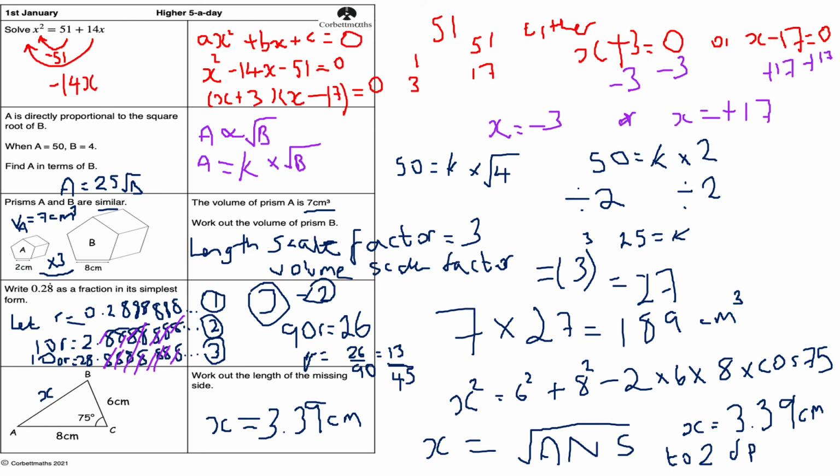In the description below I'm going to put a topic for each question for this video. Question 1 looks at solving quadratic equations. Question 2 looks at direct and inverse proportion, for the algebra section. Question 3 looks at length, area and volume scale factors, so similar shapes but looking at the length, volume and area. Question 4 looks at reoccurring decimals, and question 5 looks at the cosine rule for non-right angled triangles. The cosine rule is used when we don't have a right angled triangle.